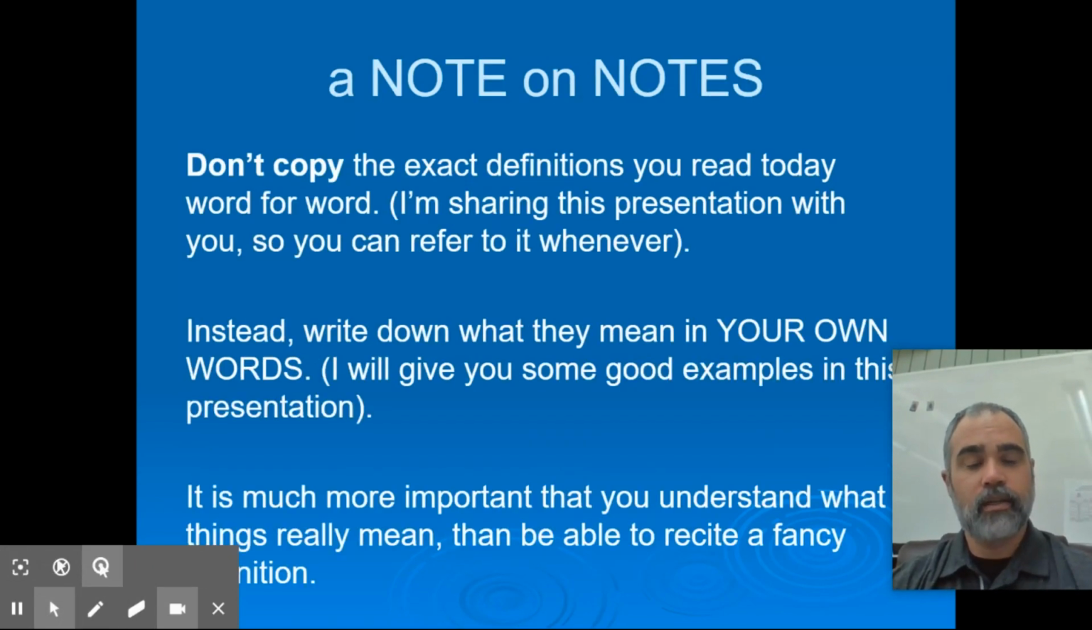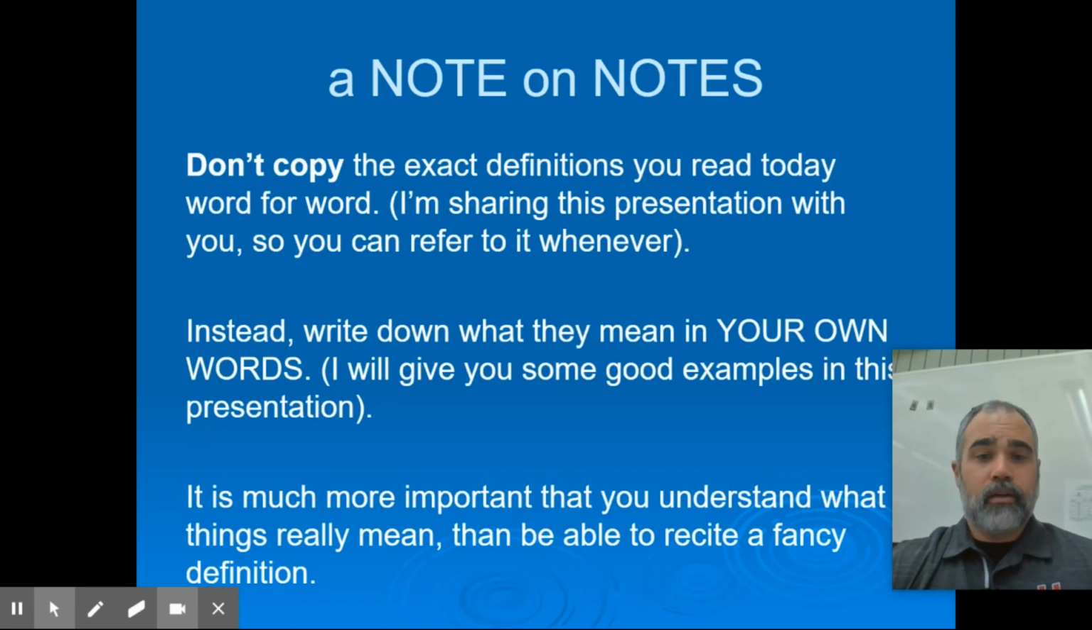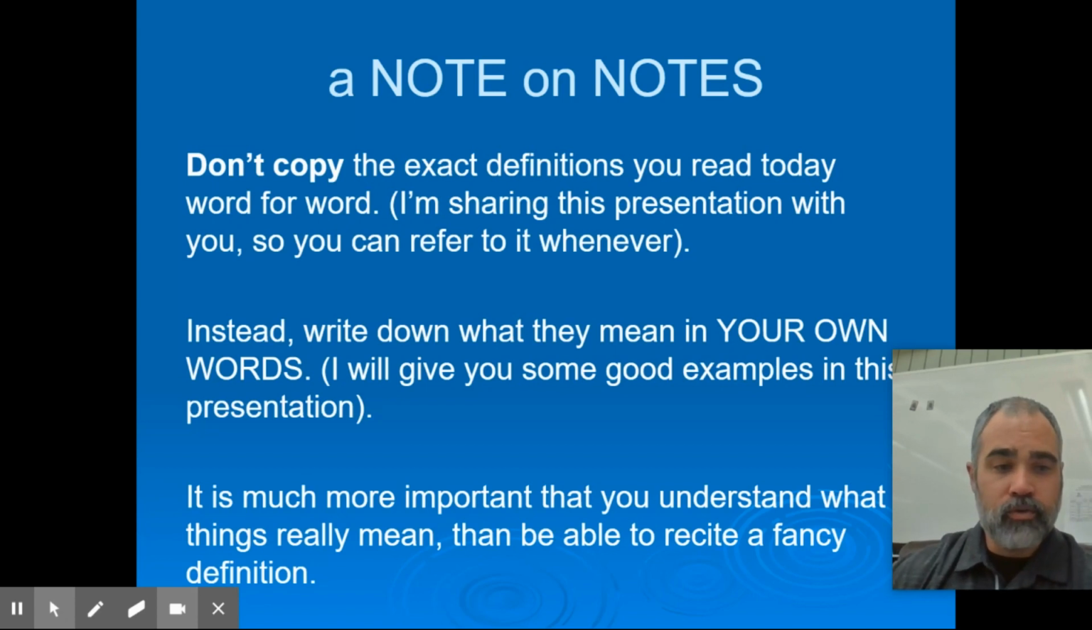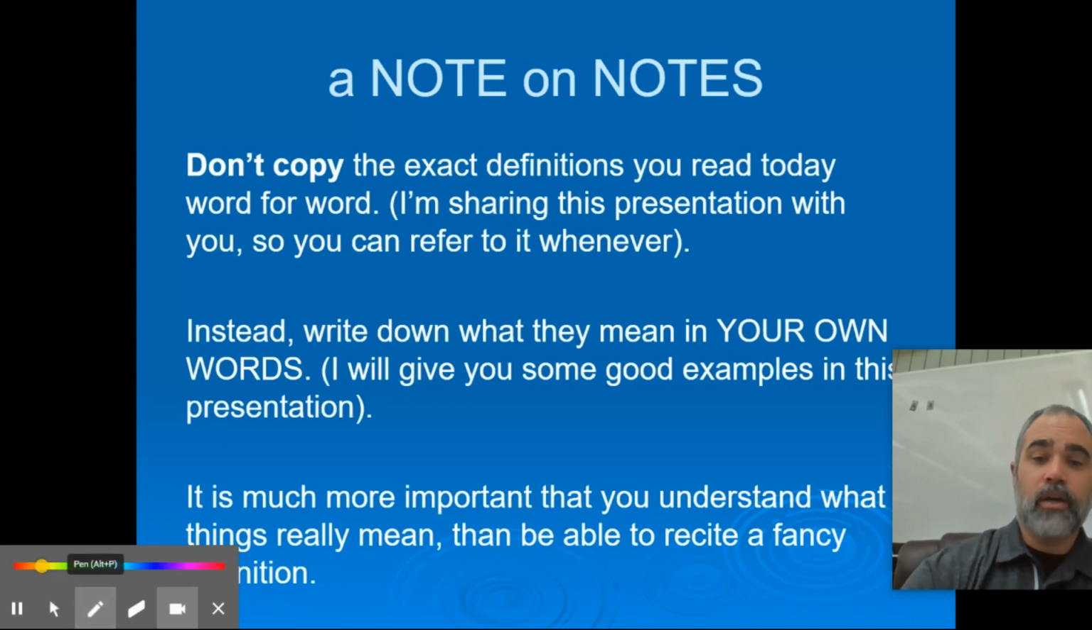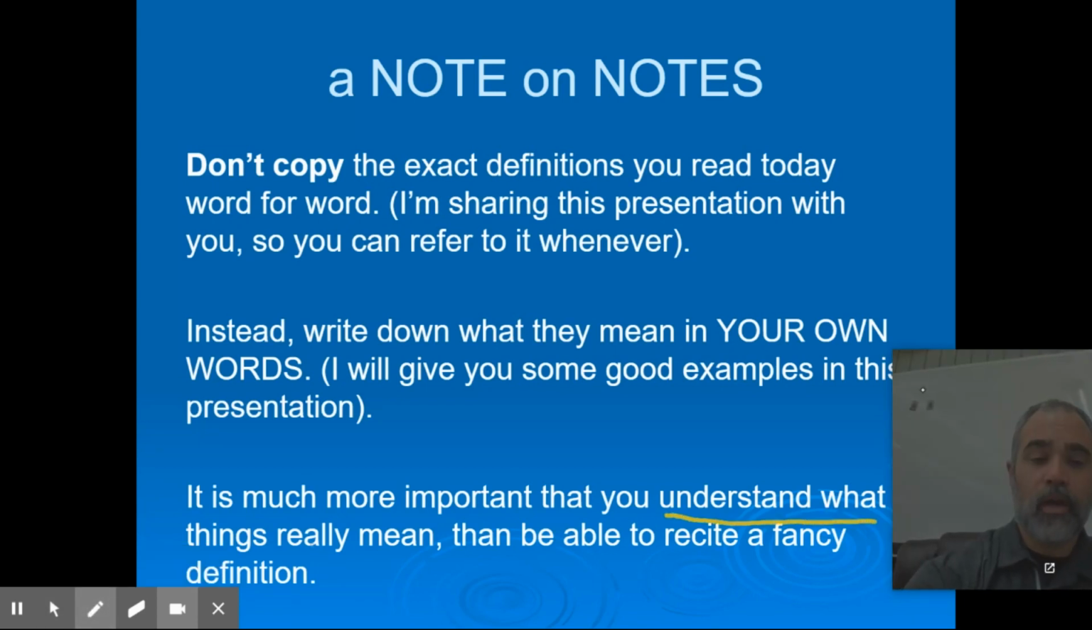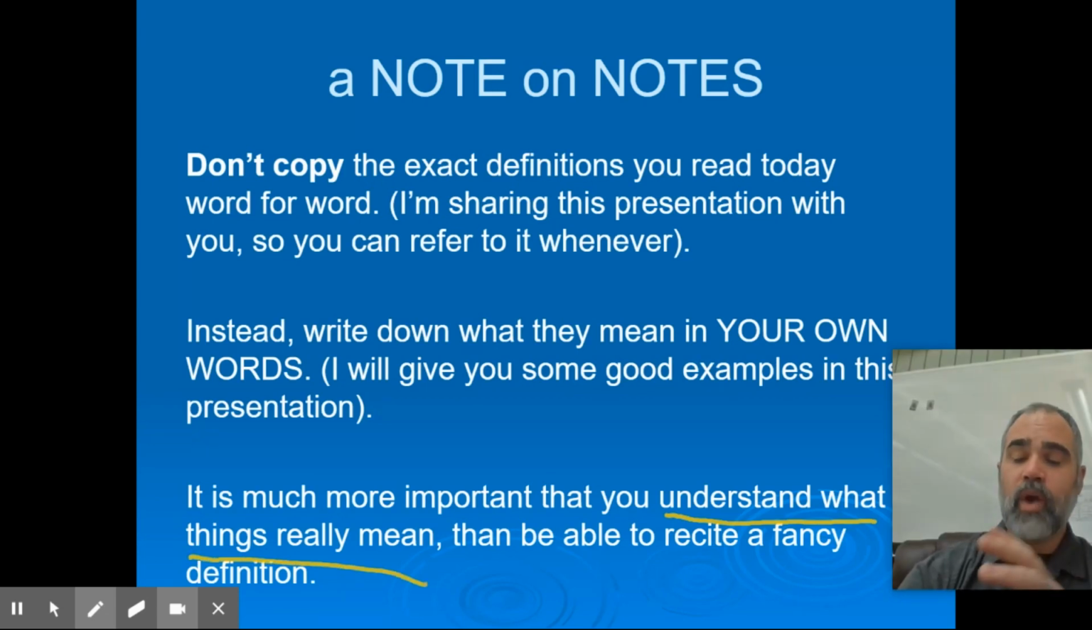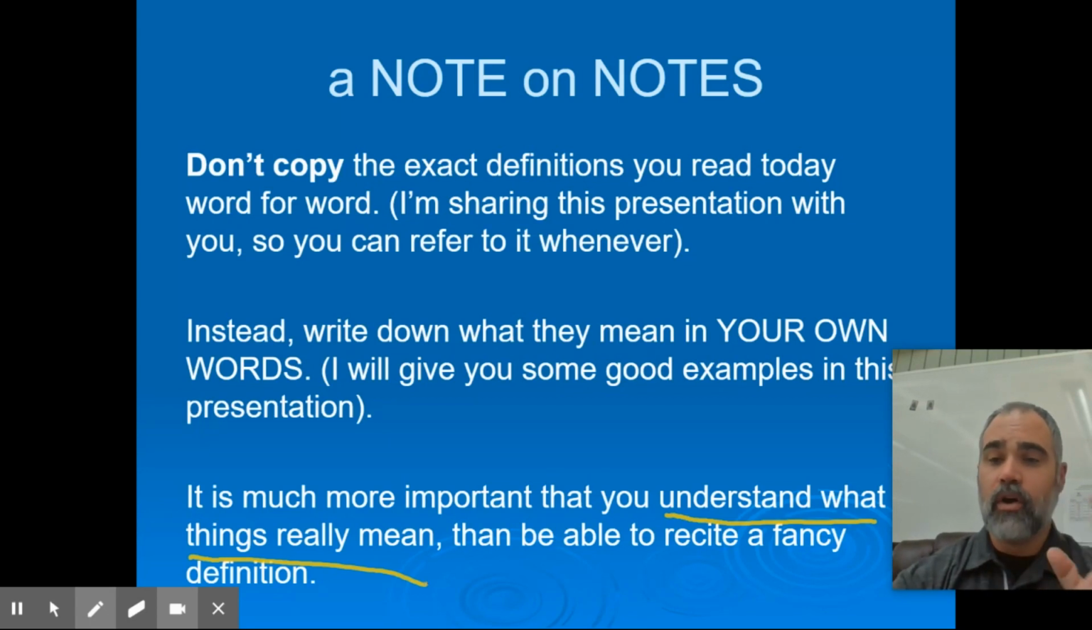All right. So, I think I already talked about this. Again, don't write the exact stuff. I want you to be writing down your own words. Again, what's really important in this is that you understand what things actually mean. All right, that's way more important than being able to write down a fancy definition, right? Because there's all kinds of fancy definitions in math. What you need to be able to do is understand what it actually means.